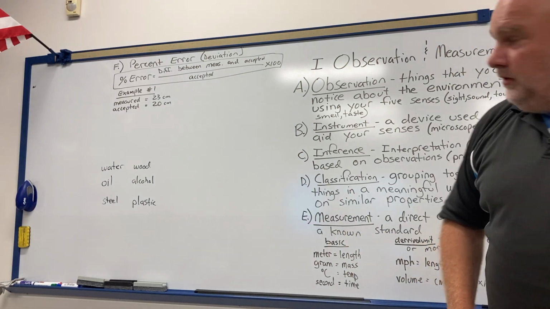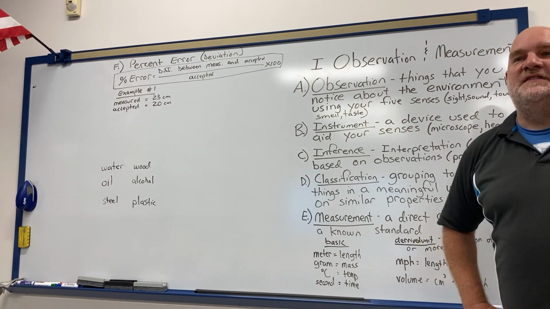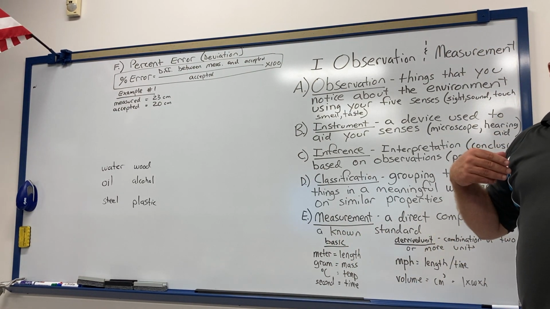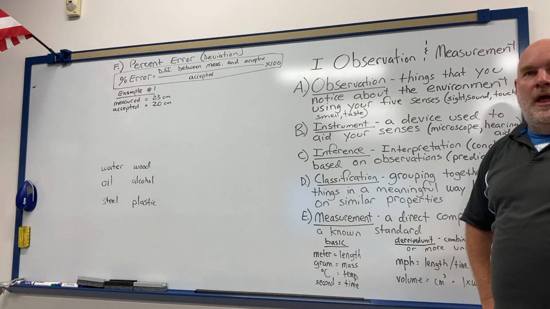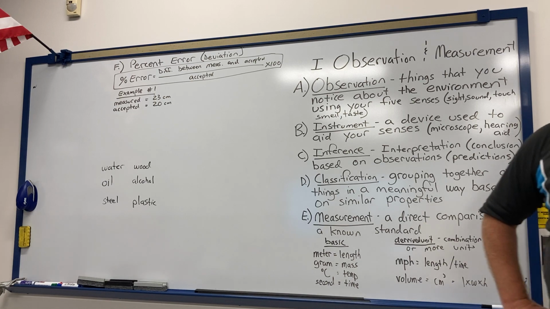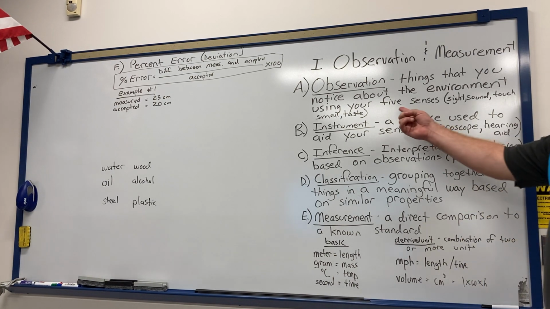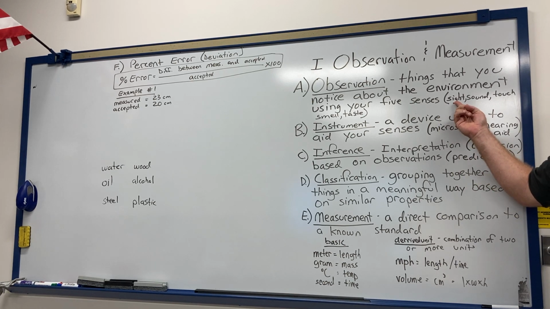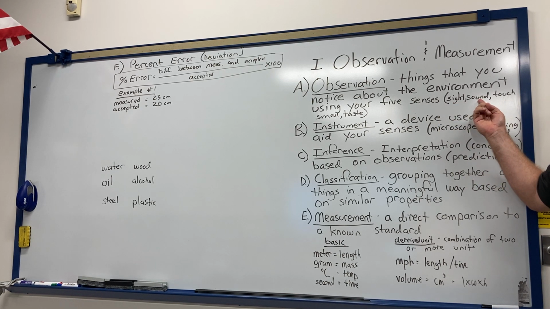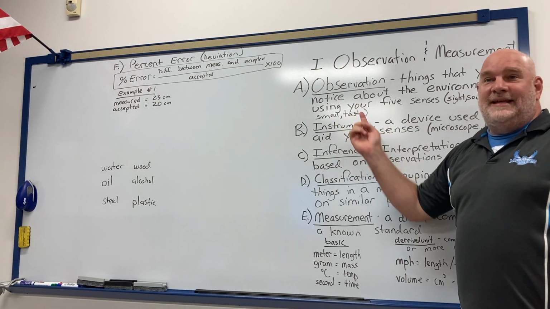All right, so observations in science, we always want to collect data. And to collect data, you have to make observations. And how you go about making observations is you use your 5 senses. So your senses include seeing things, sight, hearing things, sound, touching things, smelling things, and tasting things.